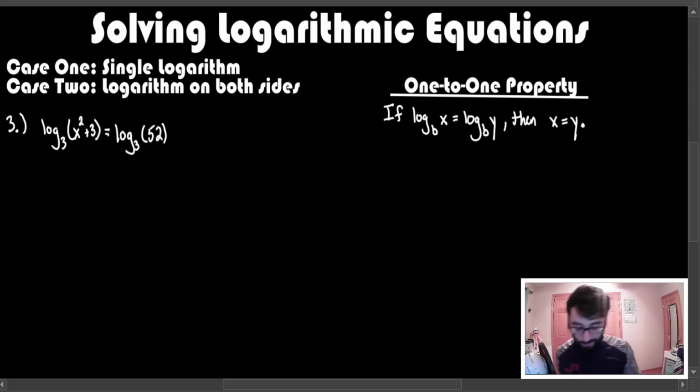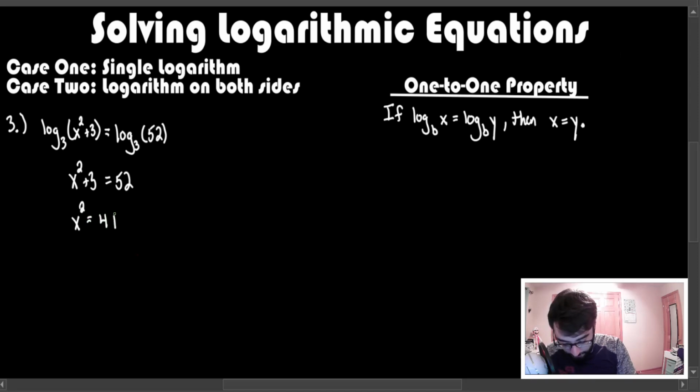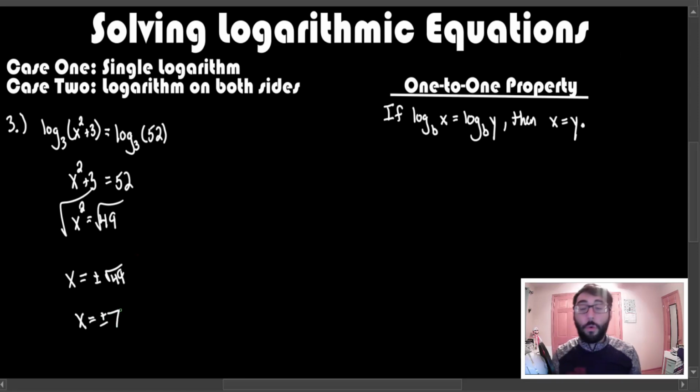So that's all I would do, is I would say, hey, log base 3 equals log base 3. I can set the arguments equal to one another. So that's going to be x squared plus 3 is equal to 52. And now we go ahead and solve, just like we did back in Algebra 1 and back when we talked about solving quadratic equations. We can just use a square root here. So I'm going to subtract 3 from each side to get x squared is equal to 49. And then I would take the square root of each side. Now remember, when you take the square root of each side, you have to do plus or minus. So this is going to be x equals plus or minus the square root of 49. And you can actually take the square root of 49 as plus or minus 7.